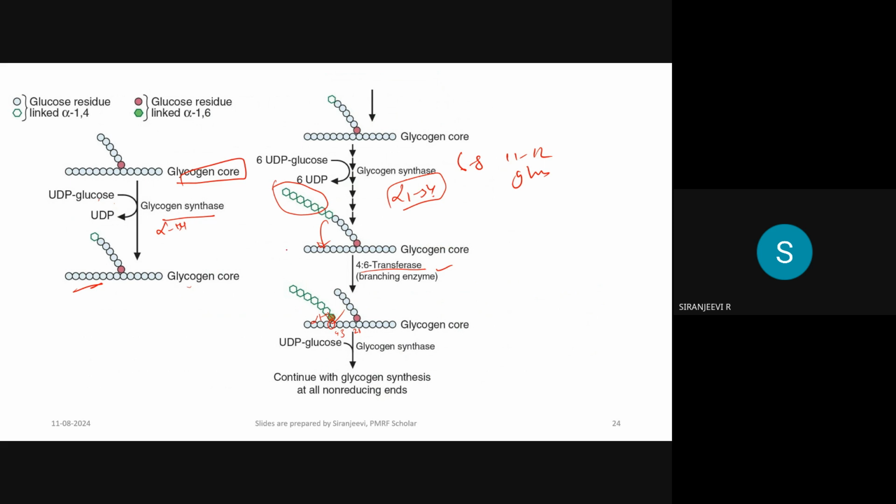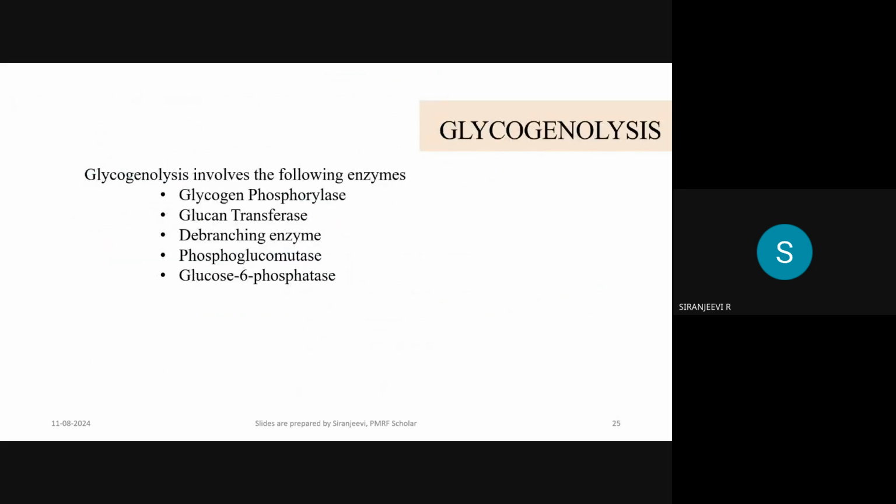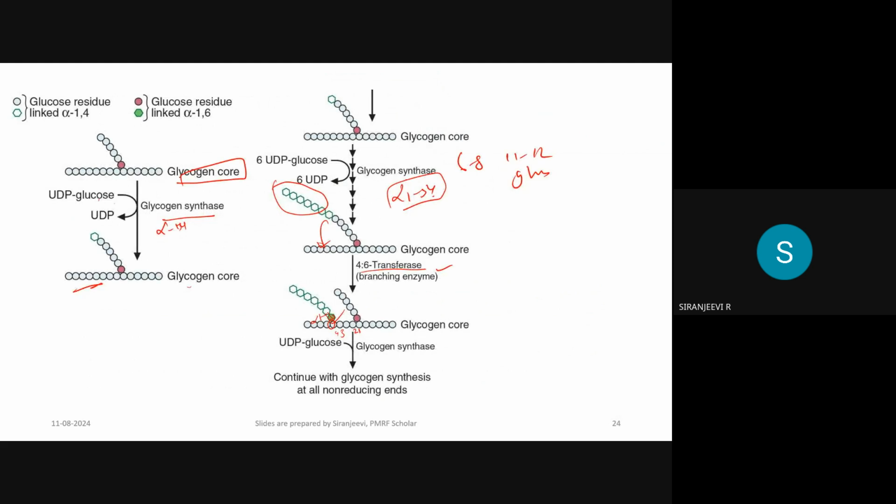Then it will add glucose to all the non-reducing ends. So thereby the glycogenesis will be completed here. Here there are three enzymes majorly. One is glycogenin, which is the core itself; it acts as a protein as well as an enzyme. The second one is glycogen synthase, and the third one is the glycogen transferase, or 4,6 transferase enzyme, or the branching enzyme, as we always call it.